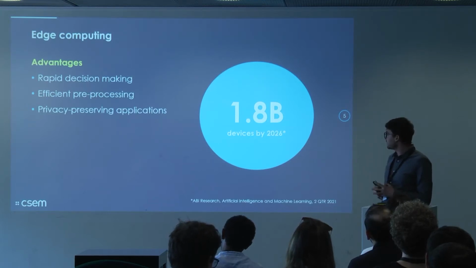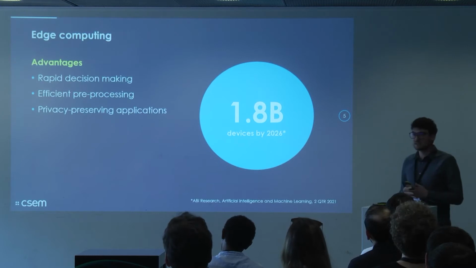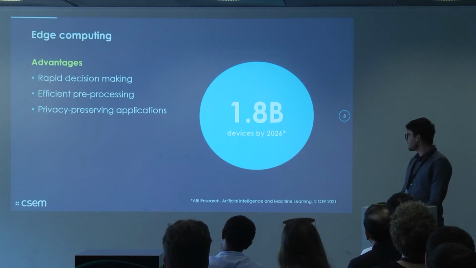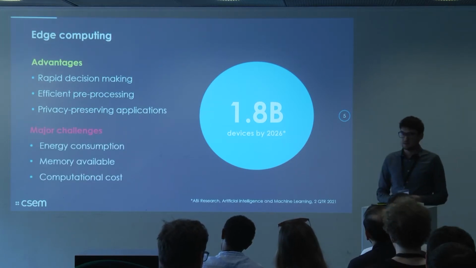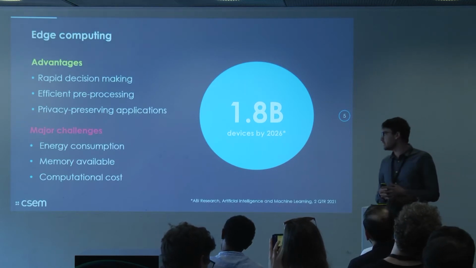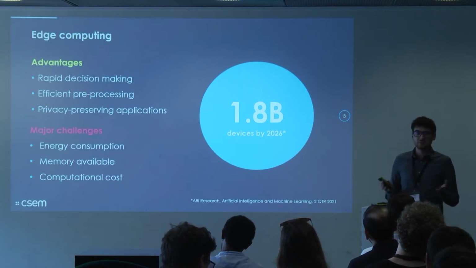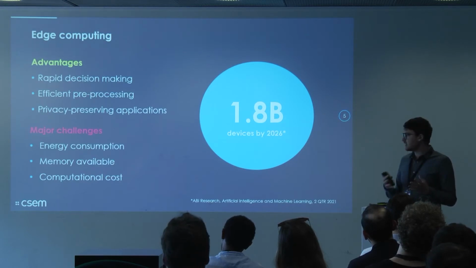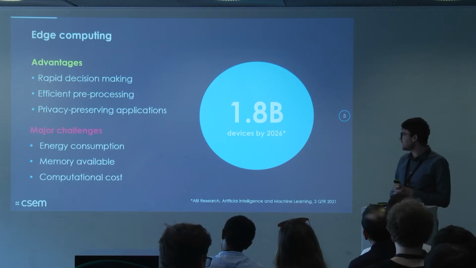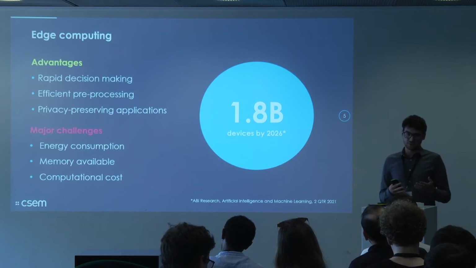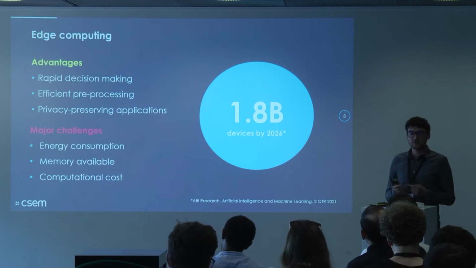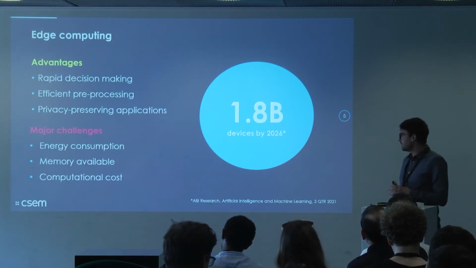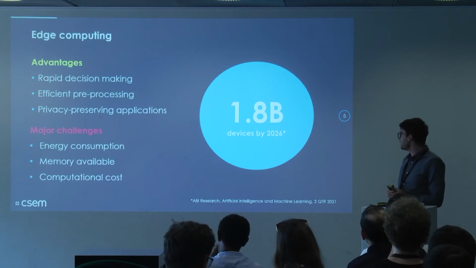And this has a huge potential. 1.8 billion devices are expected to run by 2026. But there are major challenges, which are energy consumption. And the energy consumption is mainly linked to the memory available. As you know, the memory exchanges in devices are what consume the most energy in these small devices. And finally, the computational cost is also linked to the energy consumption, because if you have a large number of operations, you exchange a lot of data with the memory, and hence you use more energy.